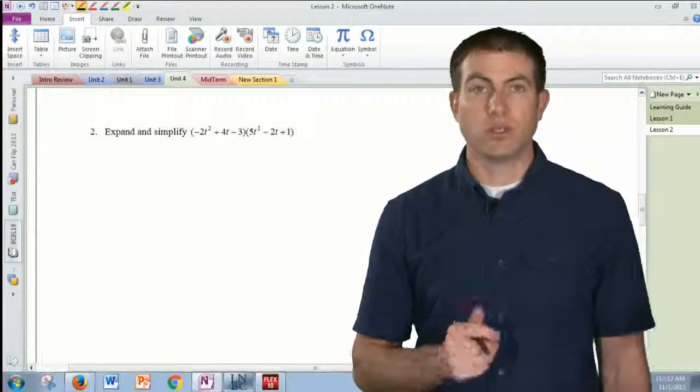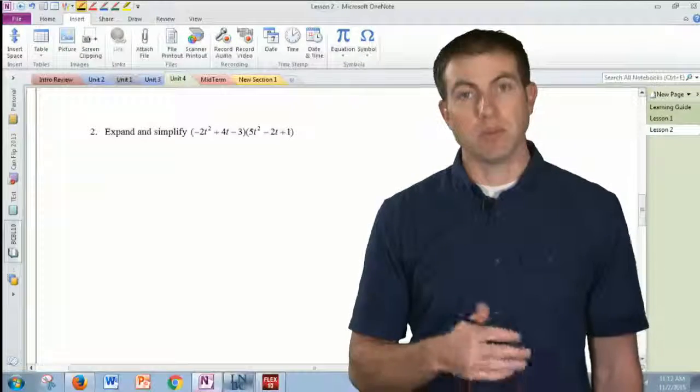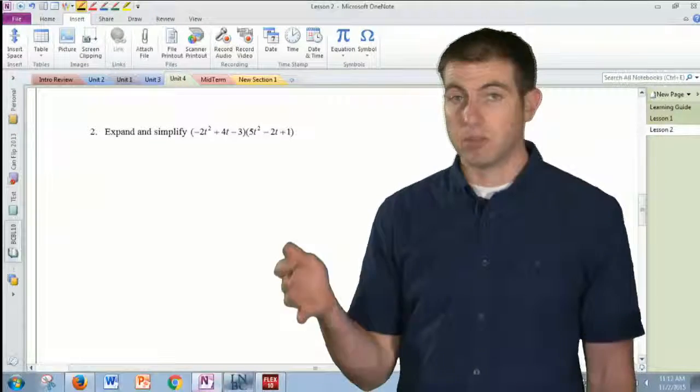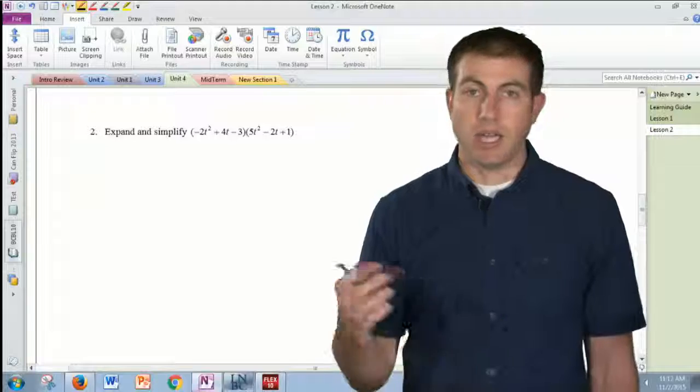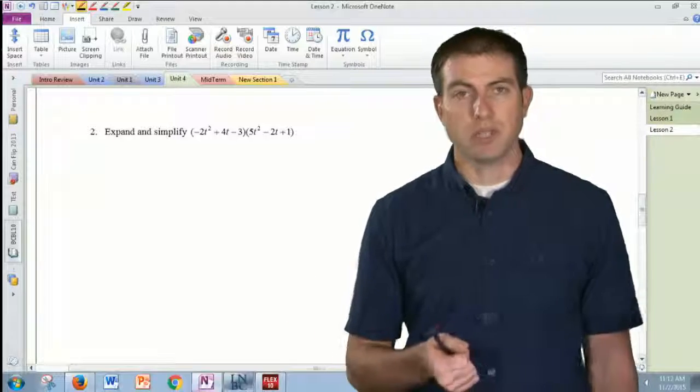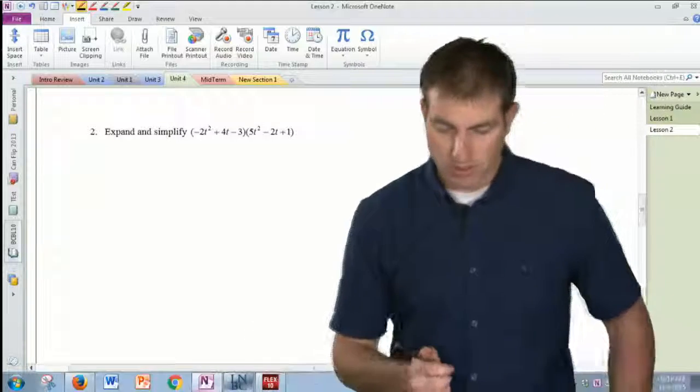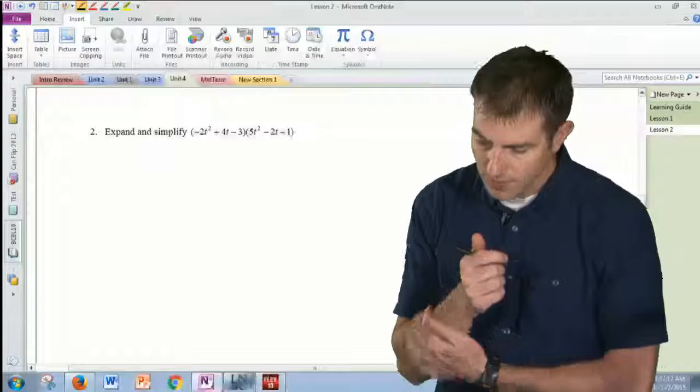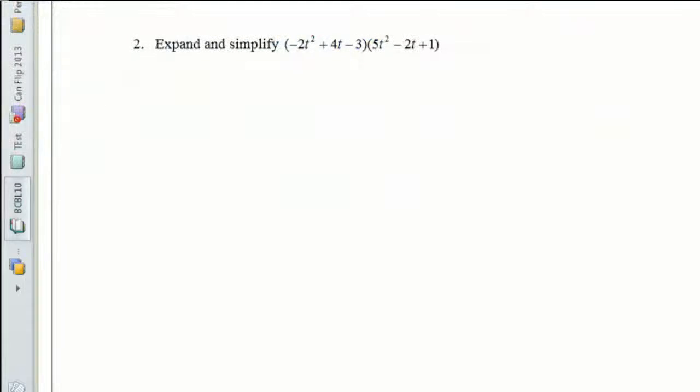Basically, this is 2 trinomials. So you're going to multiply every term in the first bracket by every term in the second bracket. You can't miss any terms. The tricky part is that there's 3 terms and 3 terms, so it gets a bit messy.